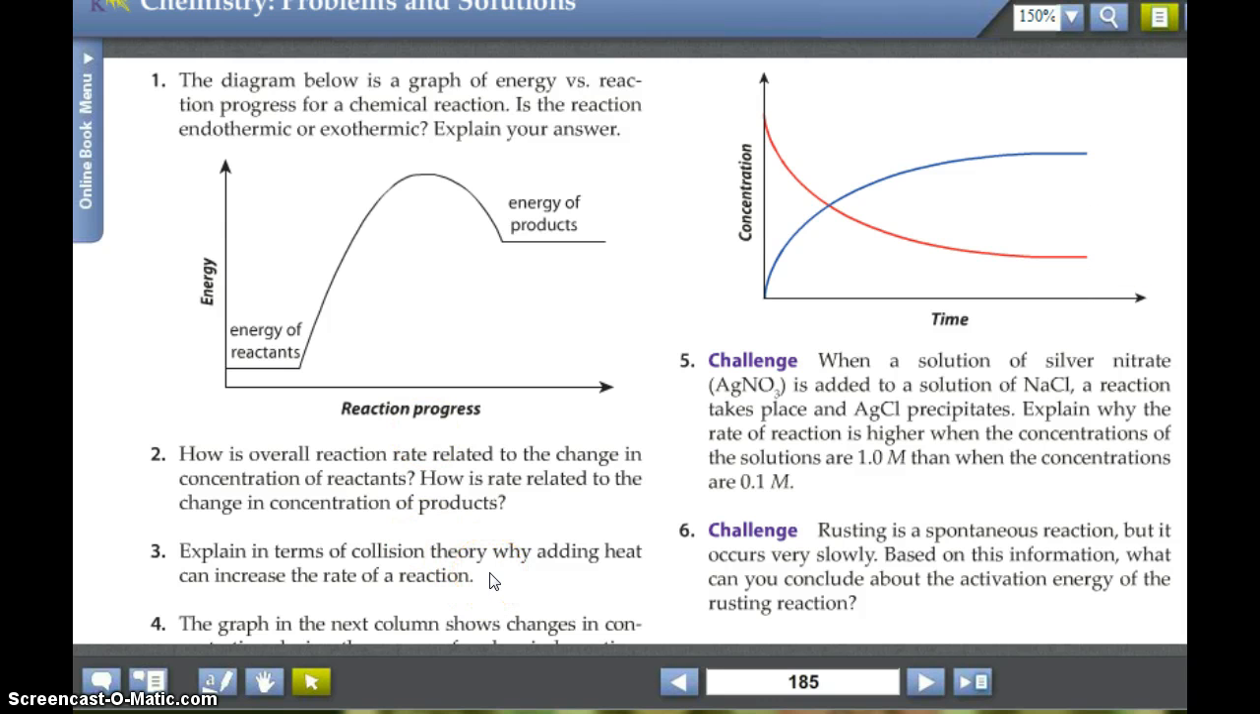Explain in terms of collision theory why adding heat can increase the rate of a reaction. Hit pause, get your answer. The answer is the more heat you have, the more energy, the faster the molecules are moving. The faster they're moving, the more collisions they're going to have. So your percentage of effective collisions, or colliding in the correct orientation, is also increased.